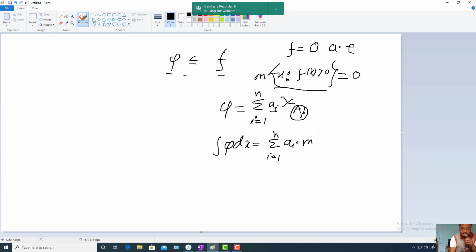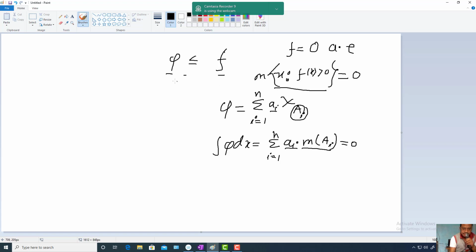That is coming from the definition of f being equal to 0 almost everywhere, and that the function f is greater than or equal to the simple measurable function phi. So this is true. One thing is sure: either small a_i is equal to 0, or whenever small a_i is not equal to 0, the measure is equal to 0. That means this is 0.